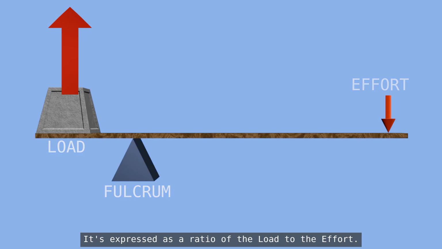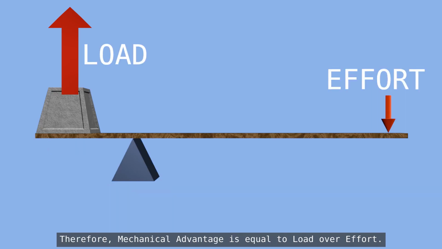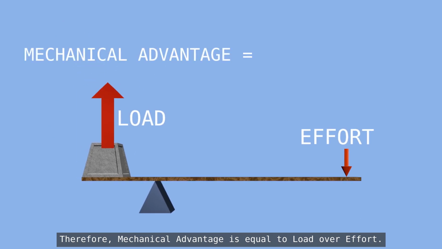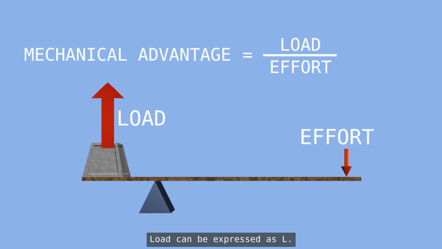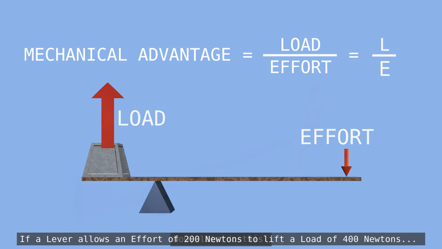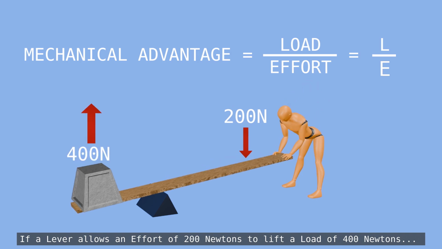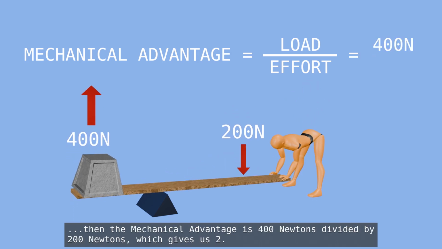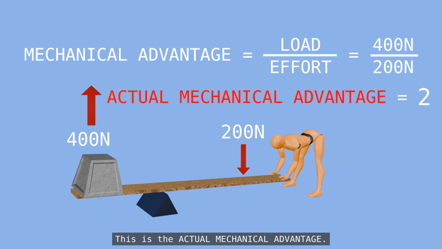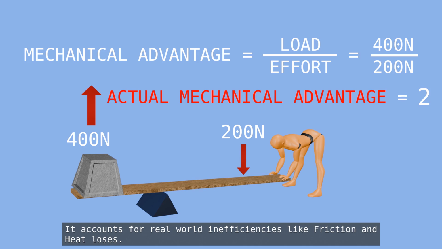It's expressed as a ratio of the load to the effort. Therefore, mechanical advantage is equal to load over effort. Load can be expressed as L, effort as E. Now, let's do this. If a lever allows an effort of 200 newtons to lift a load of 400 newtons, then the mechanical advantage is 400 newtons divided by 200 newtons, which gives us 2. This is the actual mechanical advantage. It accounts for real-world inefficiencies like friction and heat losses.